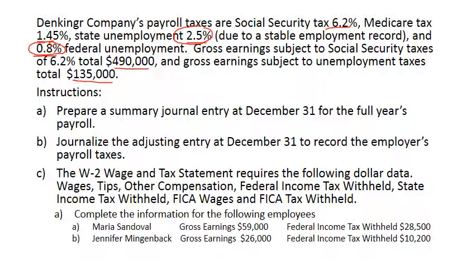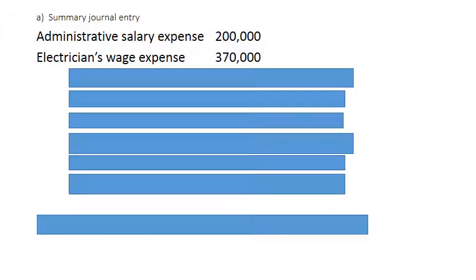Then we're going to do the employer's payroll taxes. Same thing holds. And then we're going to do this W-2 part. And that's not any big deal. I mean, it's just for these two employees, we're going to report specific pieces of information that are provided on the W-2. And the W-2 is the form you get at the end of the year for tax purposes. Okay, so let's go and look at this.